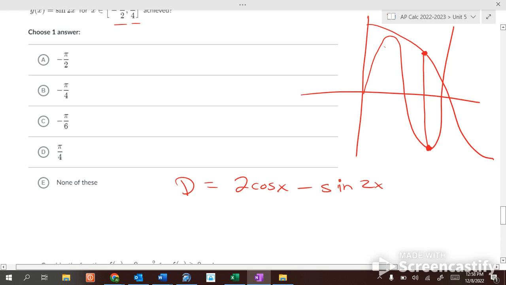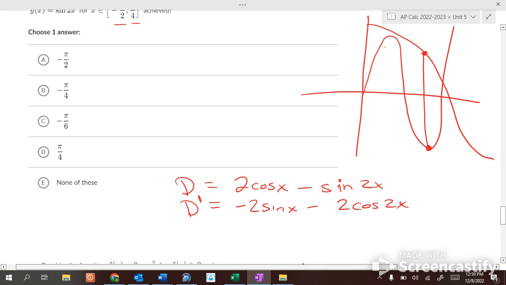Because that's how we find the distance, the difference of their y values. And y equals this, y equals that. Okay? So, to find the largest distance, we take the first derivative. What's the first derivative of 2 cosine of x? Negative 2 sine of x. What's the first derivative of the sine of 2x? 2 cosine of 2x. Very good.